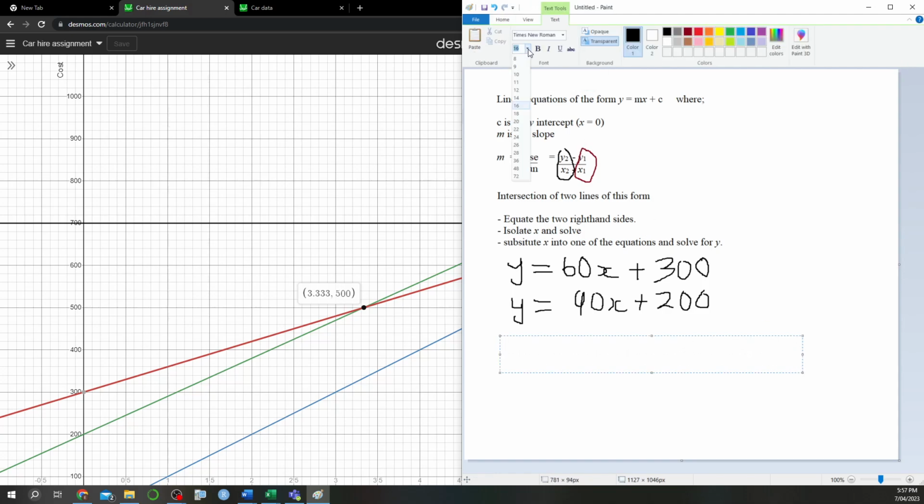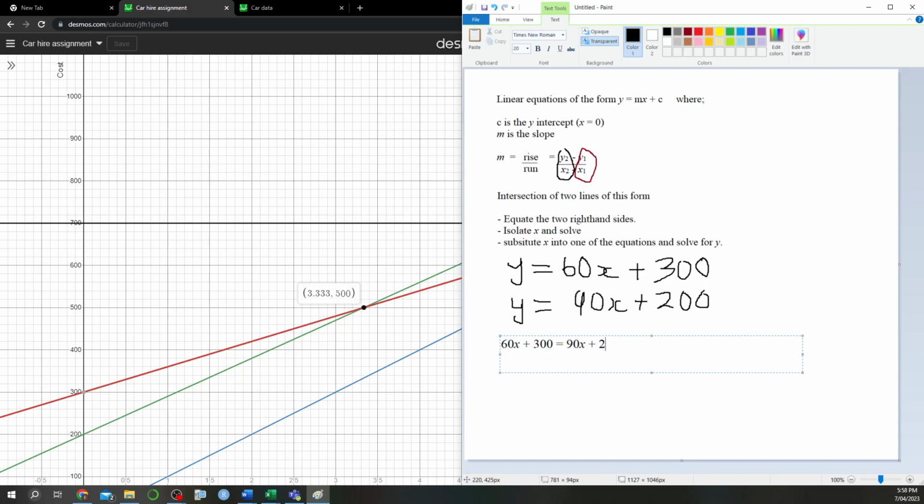I might just type this out for the sake of brevity, so I'm not writing forever. I'll make my font size a little bit larger. So I have 60x plus 300 equals 90x plus 200. Okay, so that's the first step.